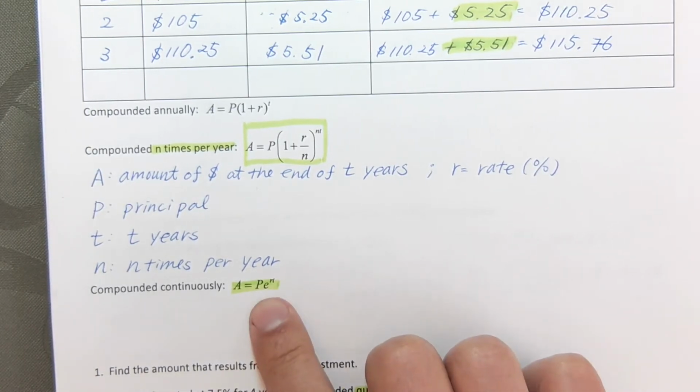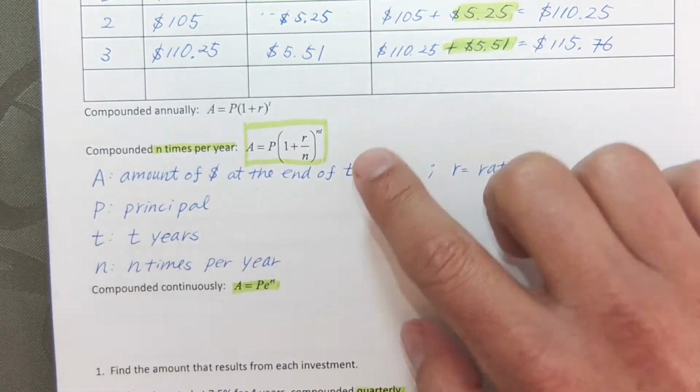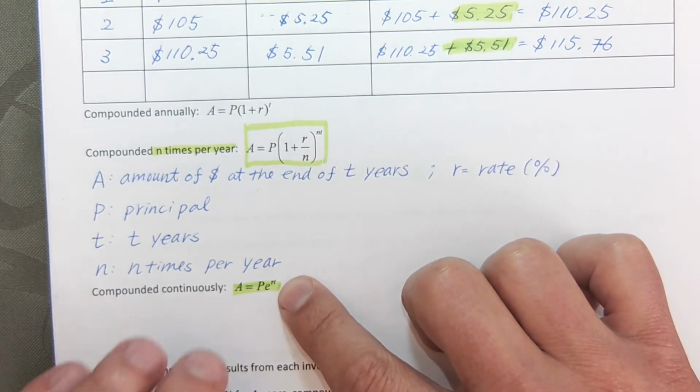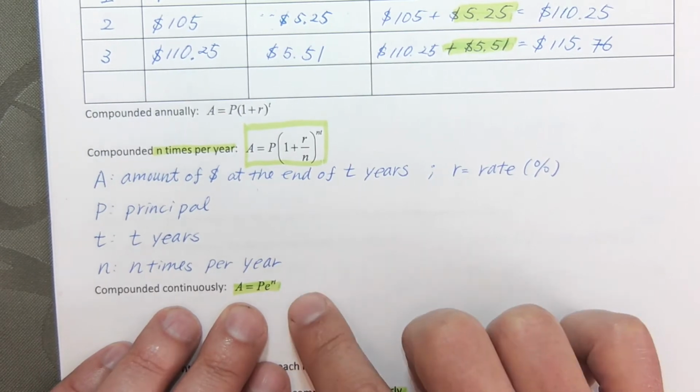Now, what happens is if we do keep upping N and make it bigger and bigger, so maybe hourly, by the minute, by the second, by the nanosecond, and N goes off to infinity, well, this formula up here becomes this formula here. They look quite different, and I need calculus to convert from here to here, so that's outside the scope of this course.